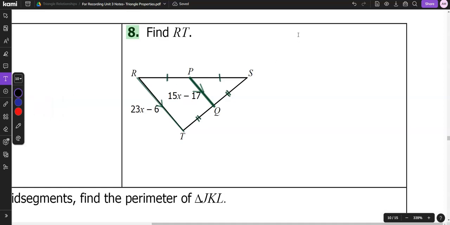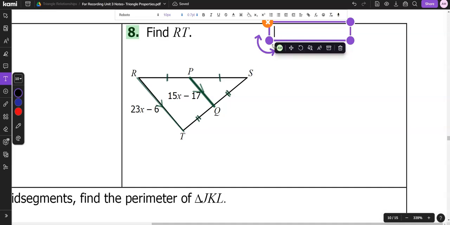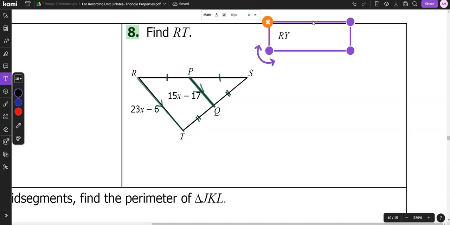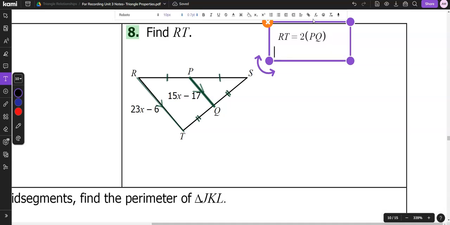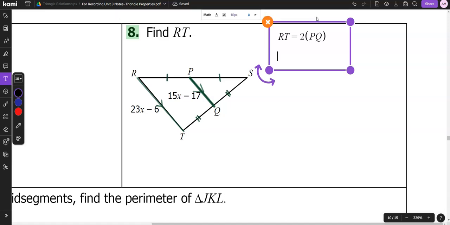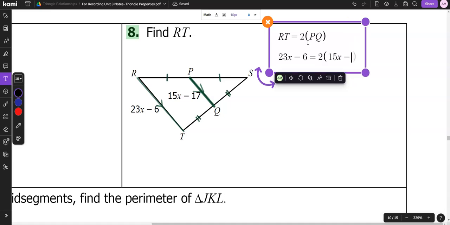So what we're going to do is solve this. We need to write a formula. We know that RT is equal to 2 times PQ. We're going to substitute in the information we know. RT is 23x minus 6, and that's going to be equal to 2 times 15x minus 17.